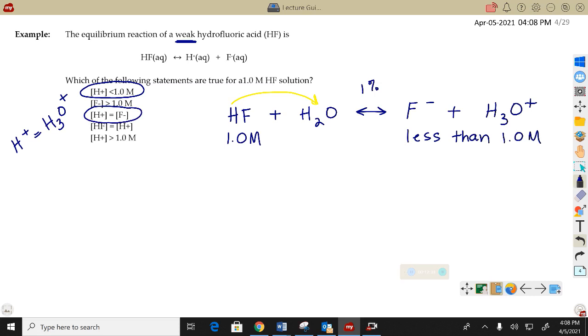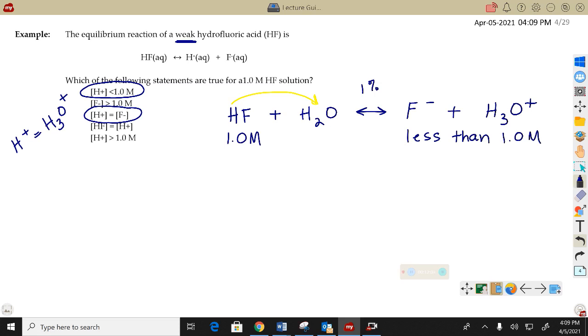Now I can say that the hydrogen ion or hydronium and the fluorine will be the same. Eventually we'll look at how to figure out how much hydrogen or how much fluorine is in the solution, and all it is is a cute little ICE table with your Ka value. But for now, all I can say is that they're going to be way less than 1, and I know that they'll be the same, because they're produced at a 1-to-1 ratio.